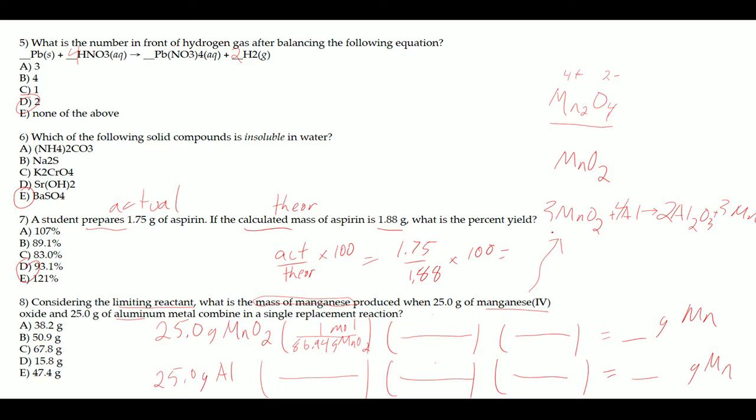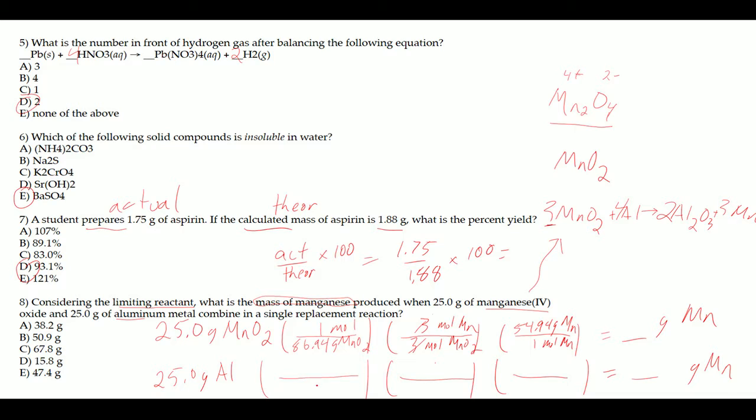How many moles of MnO2 are there in the balanced reaction? There's 3. So 3 moles of MnO2. I'm going to try to calculate manganese here. So how many moles of manganese are there? There's 3. And so those 3s will wash out. And then my last one is the molar mass of manganese, 54.94 grams of manganese per mole of manganese.